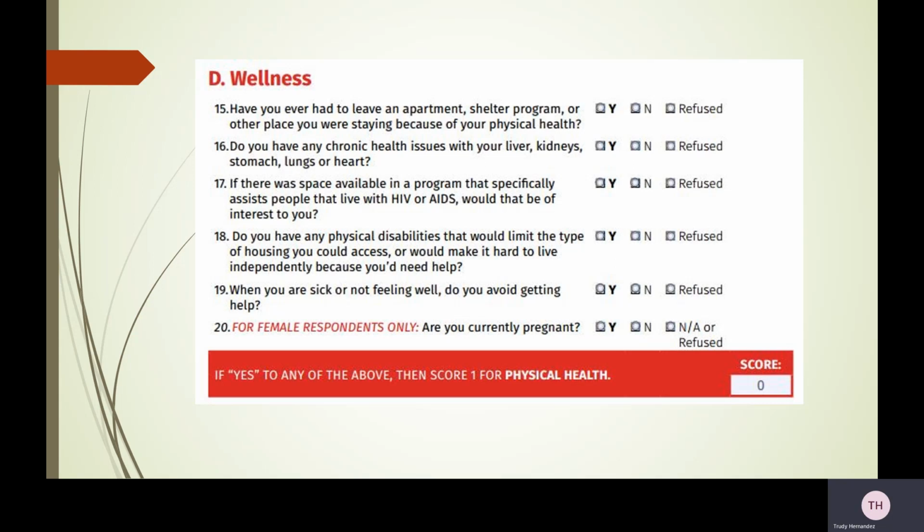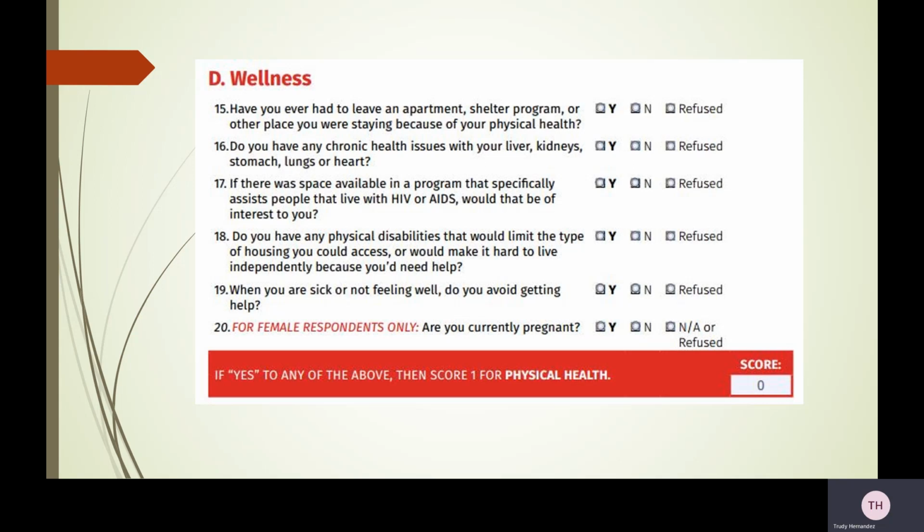Question 18 is, do you have any physical disabilities that would limit the type of housing you could access or would make it hard to live independently because you'd need help? For this, I give the example of someone who is in a wheelchair might not be able to access housing that is on the second floor unless there's an elevator.